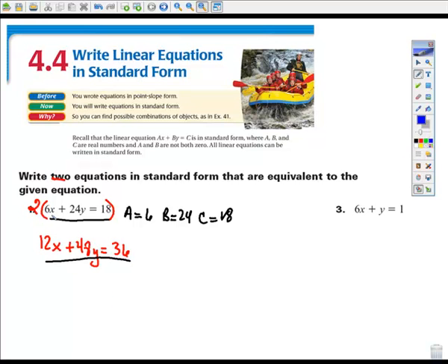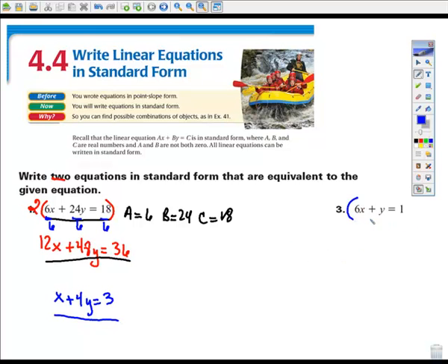So the next thing I'm going to do is take all three of these terms and divide them all by 6. I could divide them by 3, I could divide them by 2, but I'm going to go ahead and divide by 6. So when I do that, I get 1x plus 4y equals 3. And again, all three of these equations are now equivalent. They would graph out to be the same line.